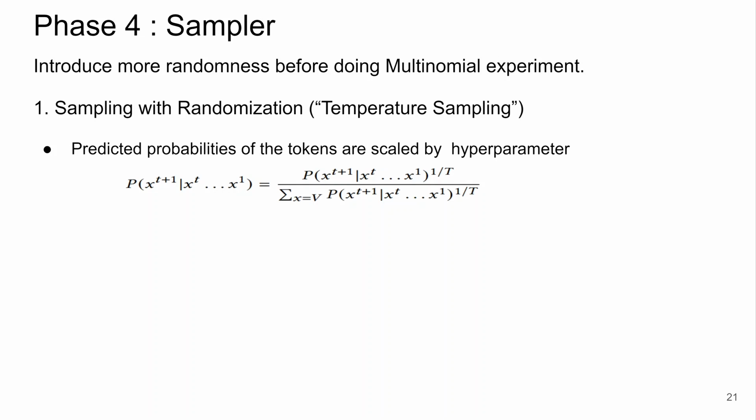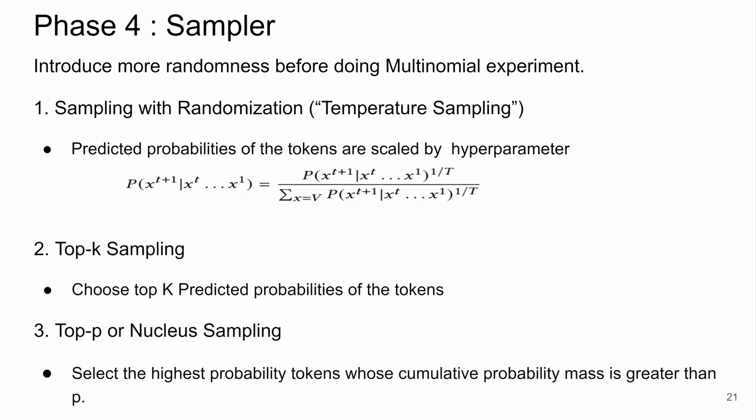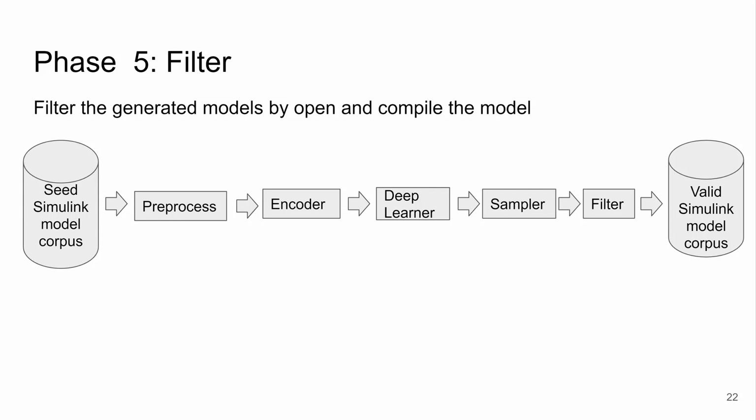First, we try temperature sampling, which scales the predicted probability distribution using a hyperparameter called temperature. A low temperature makes the language model increasingly confident in its top choices, while infinite temperature corresponds to uniform sampling. The other 2 sampling strategies are top P and top K, which are quite similar. In top K, we only consider the K highest probabilities, while in top P, we select the highest probability tokens whose cumulative probability mass is greater than P. Both of them are hyperparameters. Lastly, we filter the generated models by opening and compiling the models.